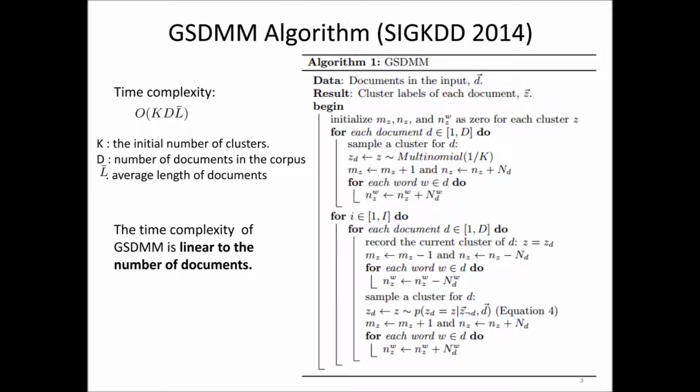Then we traverse the documents for several iterations. For each document, we reassign it to one of the clusters according to the probability of the document belonging to each cluster, derived from the DMM model. We found that GSDMM can achieve good performance as long as the assumed maximum number of clusters is larger than the true number of clusters.